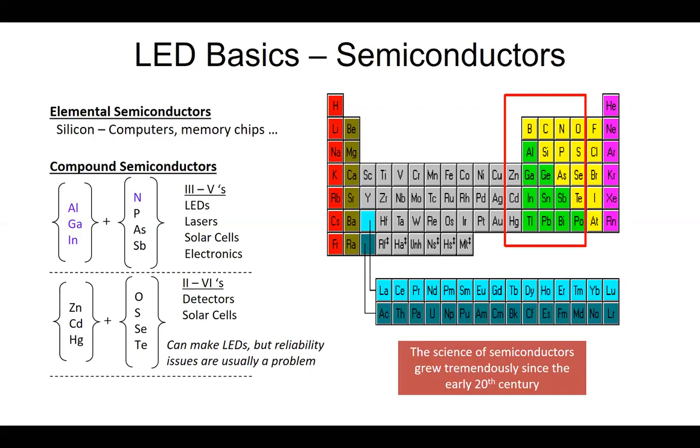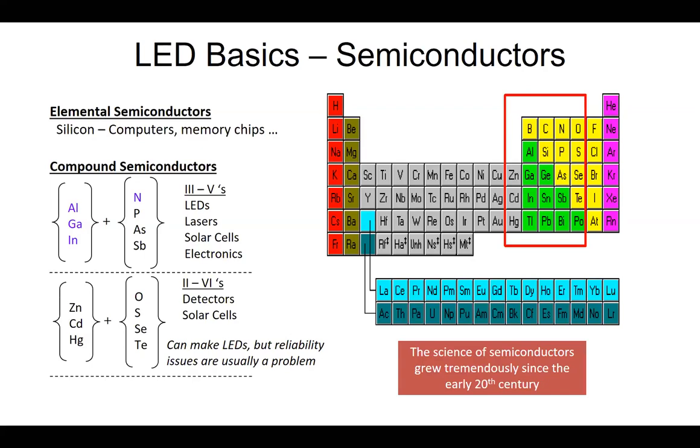The periodic table column topped by boron is column 3, and the periodic table column topped by nitrogen is column 5. And we can mix and match these different compounds, which are typically binary compounds, in different ways to control the wavelength of light generated by an LED.